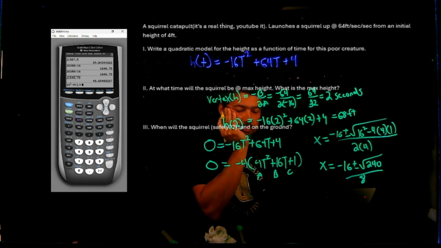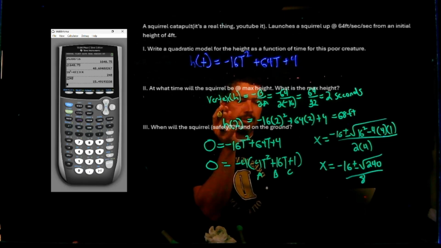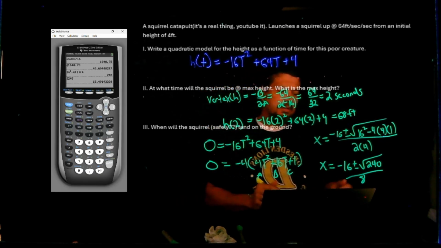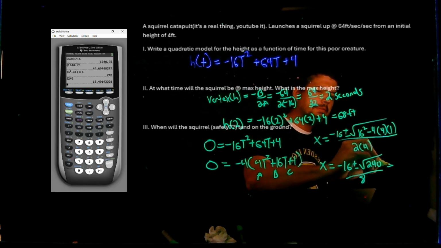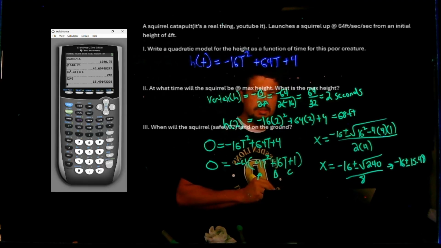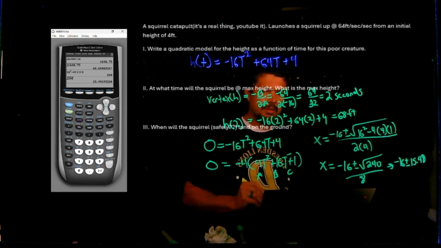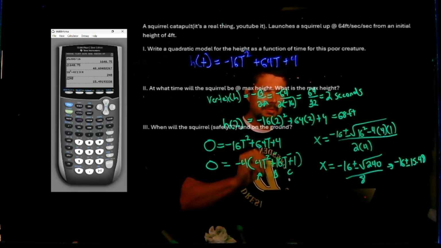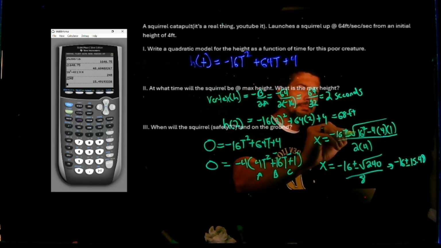Nope, I put a 4 in the wrong spot, but that's no big deal. So yeah, it's root of 240. Now, the square root of 240, it's a little over 15. It's roughly 15.49. Okay, so what I have here is I have a negative 16 plus or minus 15.49. And something seems off about this. It is. Those were supposed to be negatives, weren't they? Bummer.